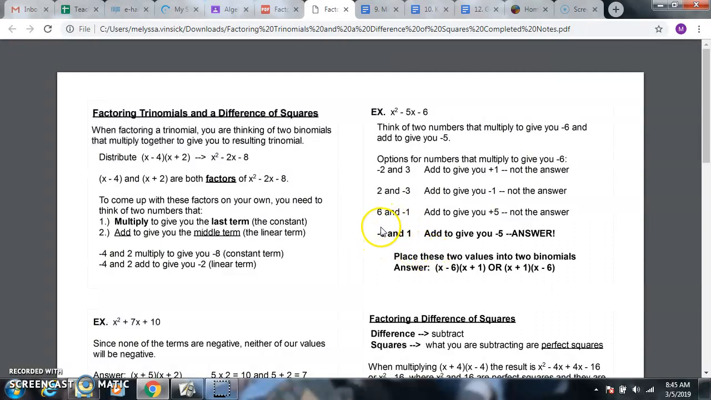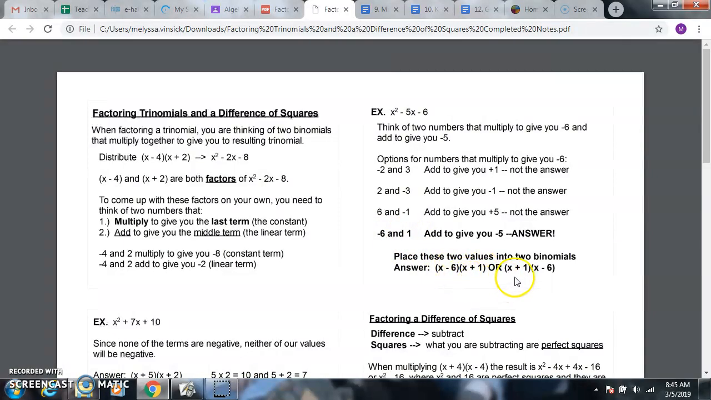Okay, so now we're going to put these 2 values into your 2 binomials. The first term of your binomials is always going to be an x. When I multiply, x times x will always give me my x squared that I need. So it's always going to be an x times an x here. Then I'm going to place these values in. I have a negative 6, so x minus 6, and a positive 1, which is x plus 1.